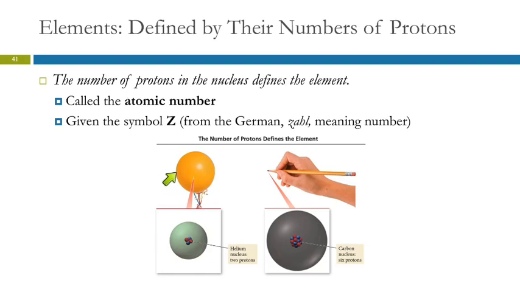So here is a helium balloon. All helium atoms have 2 protons. That is what defines it as being a helium atom. The lead in your pencil is made out of carbon. Every carbon atom has 6 protons. Every single one, 6 protons. If it has a different number of protons, it's a different element.